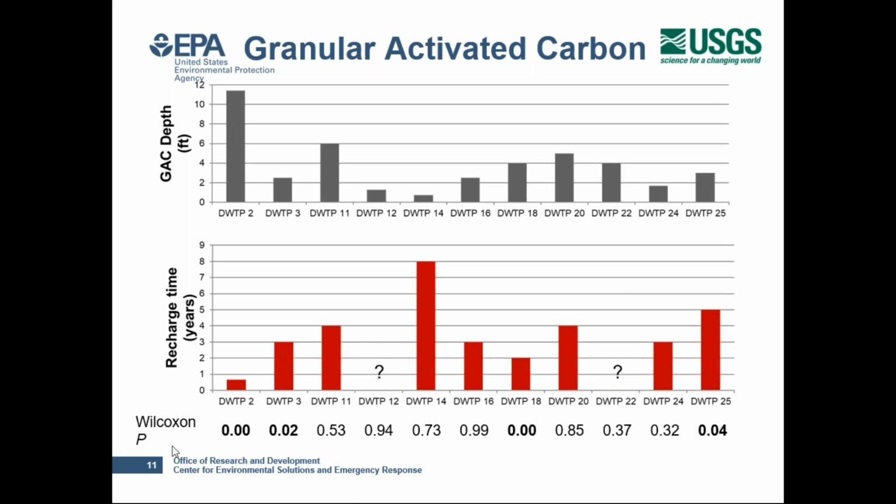So this bottom line, looking at the Wilcoxon P, only 4 utilities showed a statistically significant difference between the source water and the treated drinking water. Those are utilities 2, 3, 18, and 25. And all those, utility 2 particularly, had very deep beds and very short recharge rates. So their granular activated carbon was fresh most of the time, allowing for better removal of PFAS.